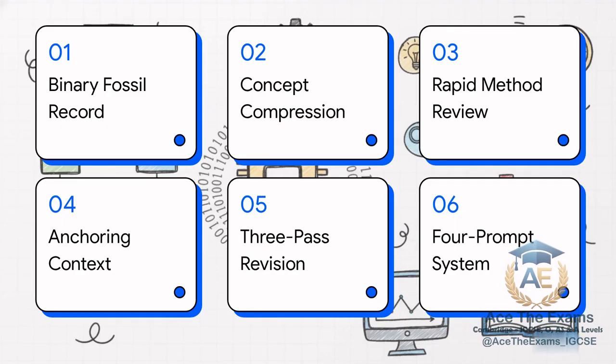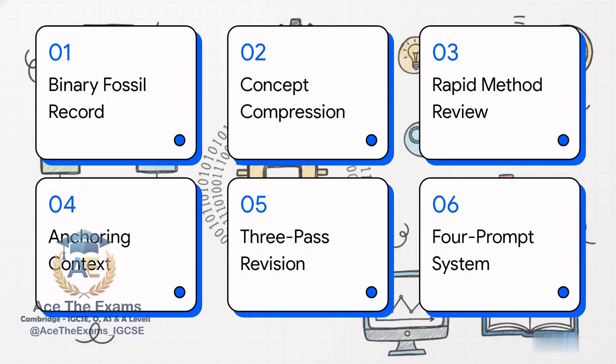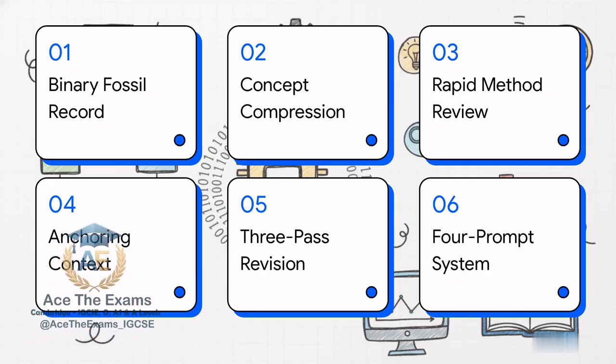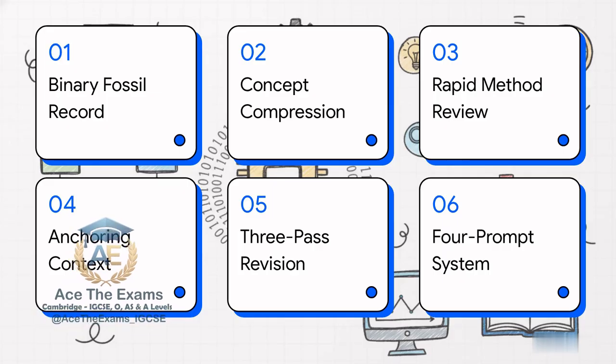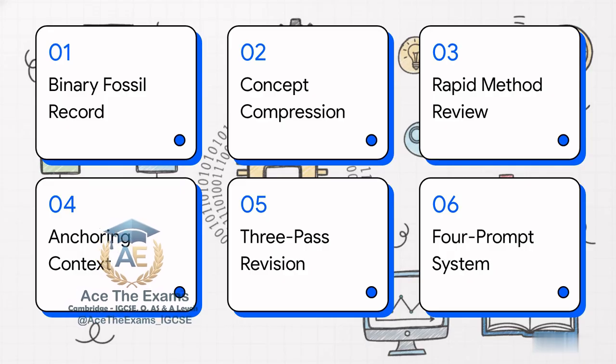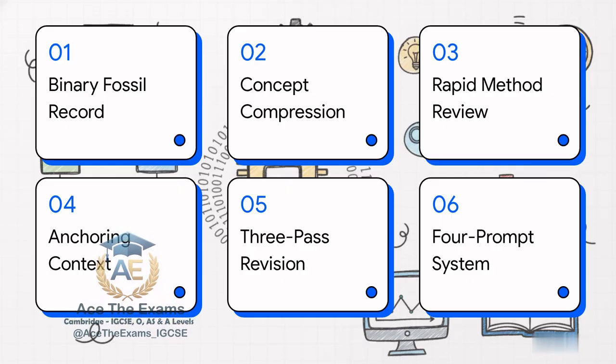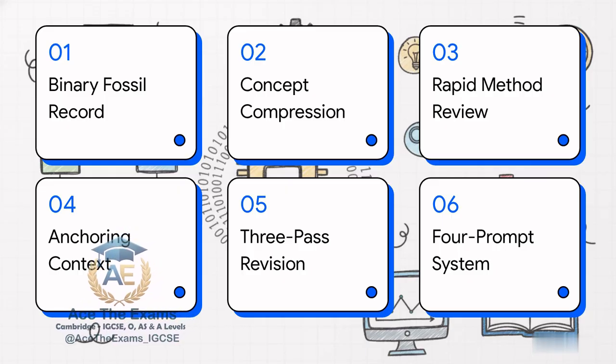Here is our excavation map for today. First, Section 1, the binary fossil record. Then 2, concept compression techniques. 3, the rapid method review. 4, anchoring to the context. 5, the 3-pass revision. And finally, 6, the 4-prompt system. We are going to build your knowledge layer by layer.